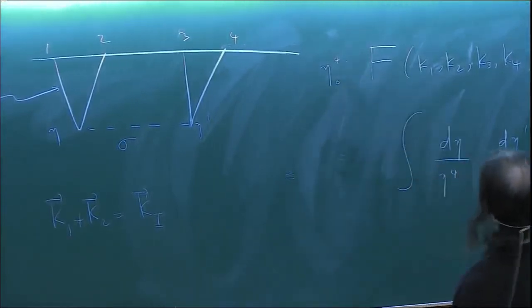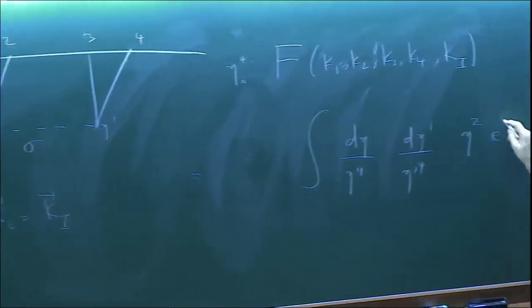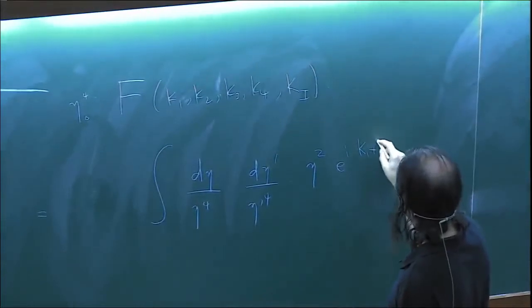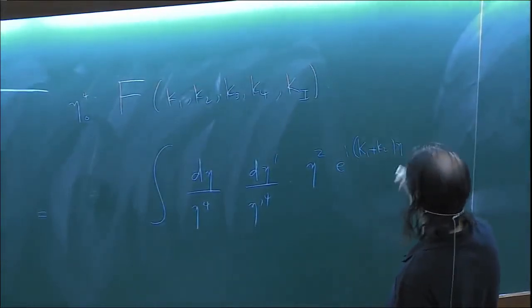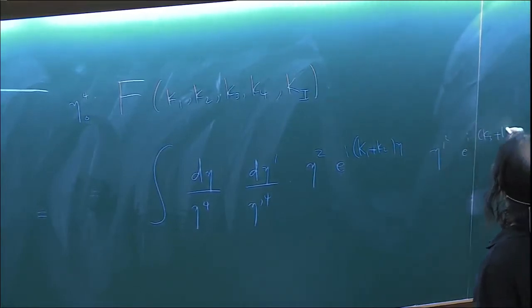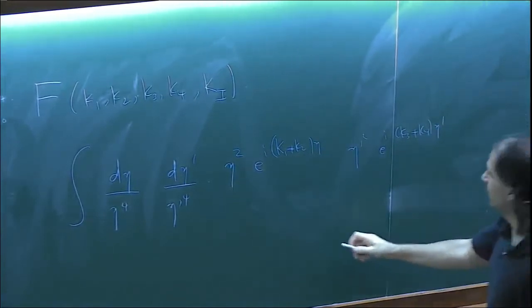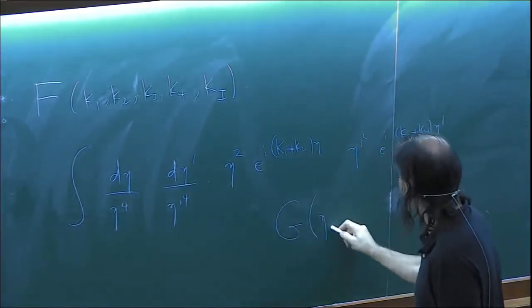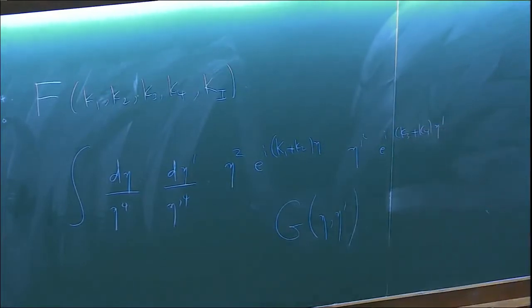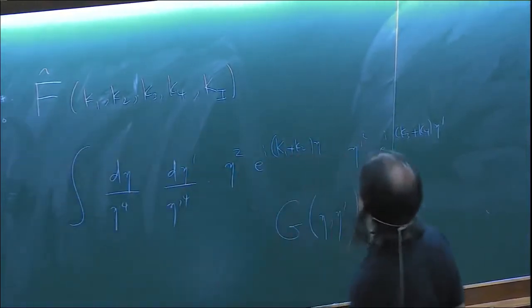So from now on, I'll just talk about the thing with the eta naught 4th in front of it. Then I have two propagators on the eta side. So there's an eta squared, e to the i (k1 plus k2) eta. Then I have eta prime squared, e to the i (k3 plus k4) eta prime. And then I have this bulk-to-bulk propagator, G of eta and eta prime. Let me call the 4-point function itself f hat, so this combination I'll call f.